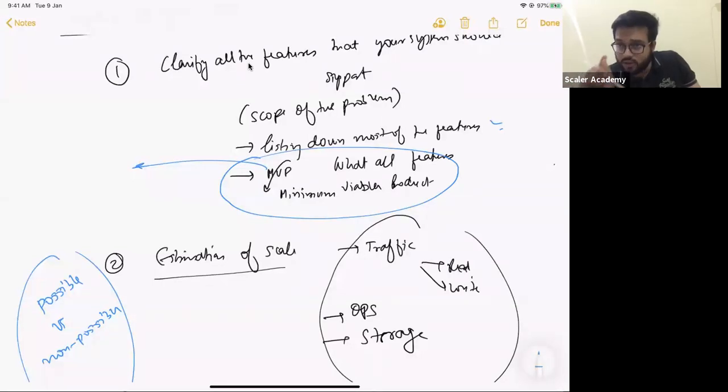It's only those features that should be there before you can actually test it, should be a part of the minimum viable product. Okay, so it's very, very important that you list down a few features and then say that this subset will be my minimum viable product. Let me give you one example.